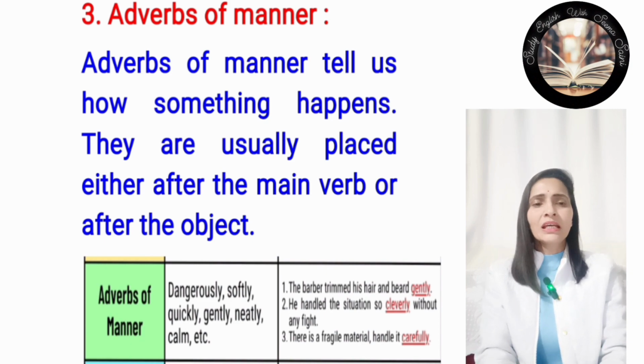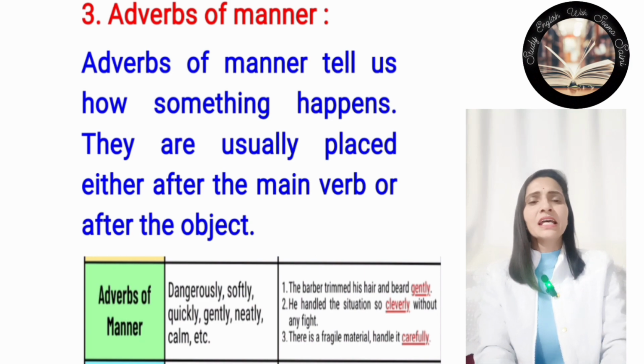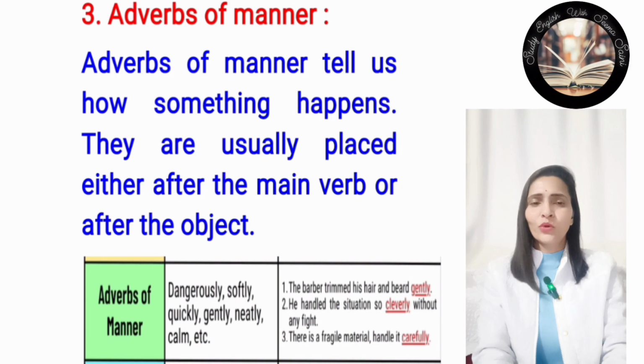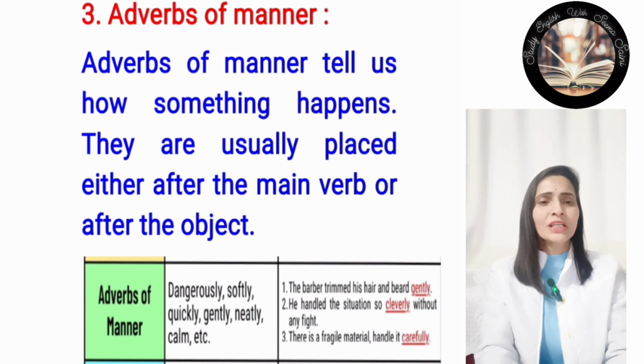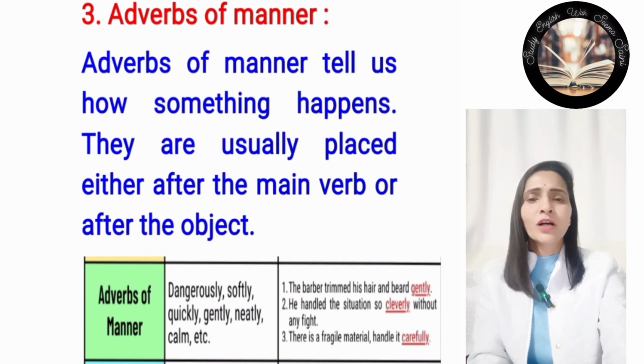Okay, so clearly, what is clearly? Adverb. Okay, there is a fragile material, handle it carefully. Okay, so carefully, what is carefully? ये कहाँ पे यहाँ पे हम यूज कर रहे हैं ऑब्जेक्ट के प्लेस पे. Okay, this is carefully, this is adverb of manner.